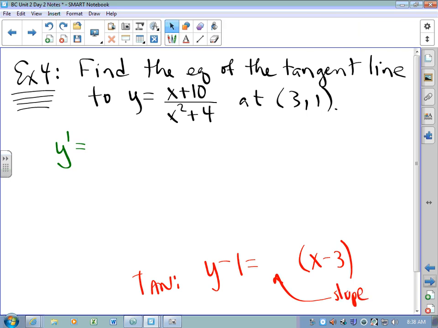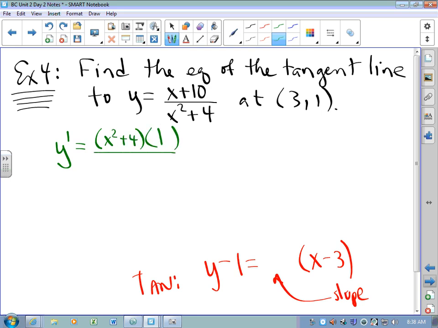How do you find slope? You take the derivative at x equals 3. So how are we going to do that? We're going to say it's the bottom times the derivative of the top. And we remember that the derivative of the top is the slope of the line x plus 10, and that's 1, minus the top times the derivative of the bottom. And in a similar way, the derivative of the bottom is 2x. For the rest, you won't be scared. It's all over the bottom squared. This is calc.